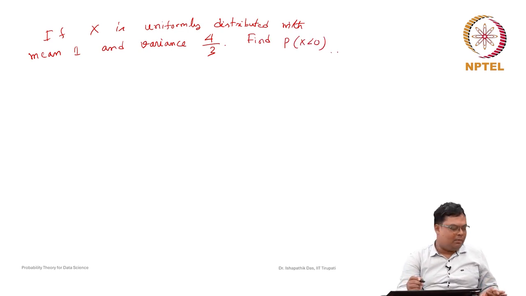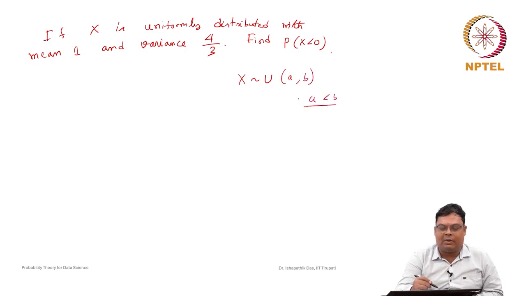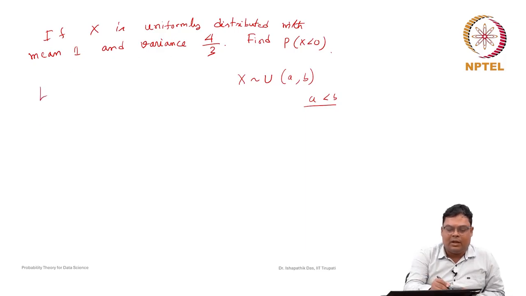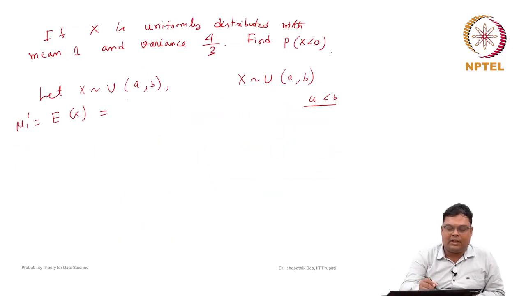So, how can we solve this problem? It is already given that it is uniformly distributed, so it will be uniformly distributed over an interval a, b, where a is less than b. But a and b are not given. Instead, we have a uniform distribution with mean 1 and variance 4 by 3. So, let X have a uniform distribution over the interval a, b. Then we know the expected value of X, mu 1 dash, which we have already computed, is a plus b by 2.